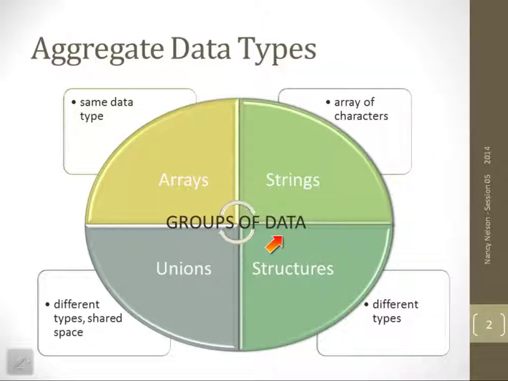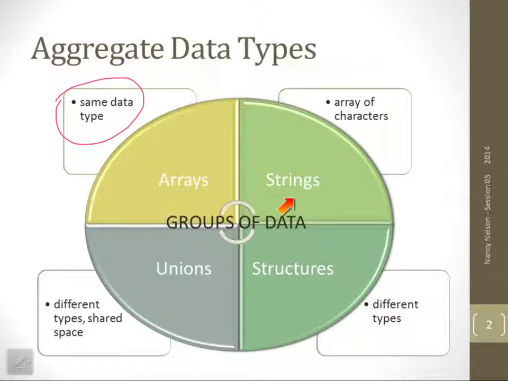So what we're going to look at are the four main types of aggregate data that we can use in programming languages. So the first are arrays. And arrays require that all the data that's stored in them is the same type. So in other words, we have a group of 27 integers that are a collection of data relating to one thing. So maybe we're sampling temperature over time. All of those readings would be the same data type.